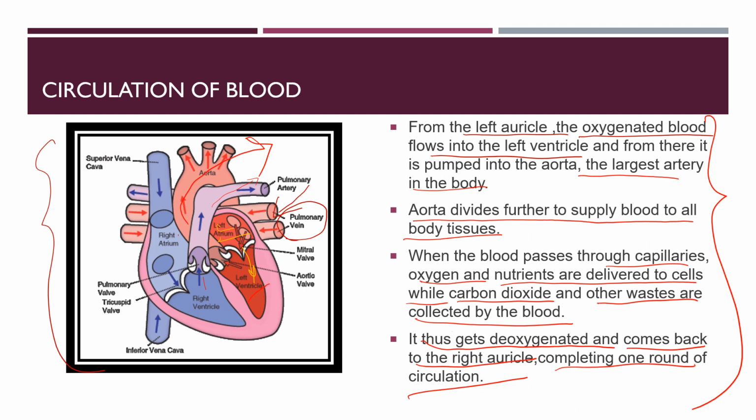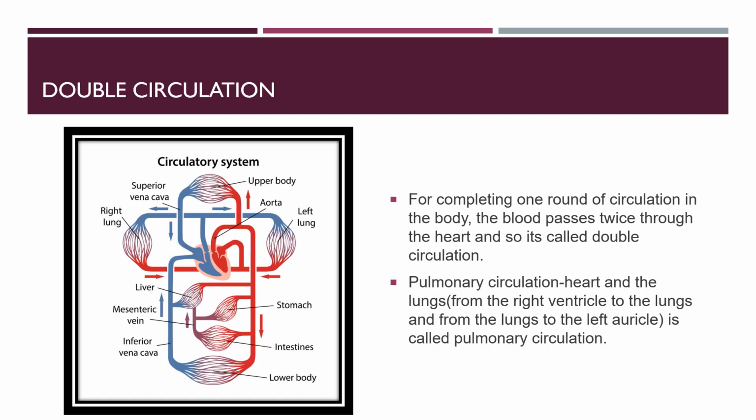Now let us see what is there in store for us in the next slide. The next topic here is the double circulation. So why is it called double circulation? Now see this diagram here. First, for completing one round of circulation in the body, the blood passes twice through the heart, and so it's called the double circulation. Why is it named so? Because completing one round, it is passing twice through the heart.